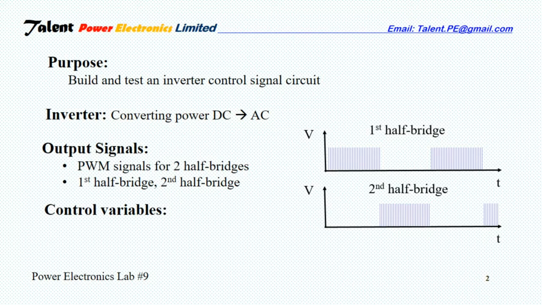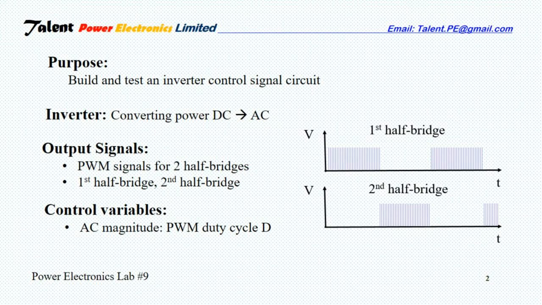The control variables are 1. AC output magnitude, which is controlled by the PWM duty cycle generated in Lab 7. 2. AC output frequency, which will be determined by output signals in this lab.